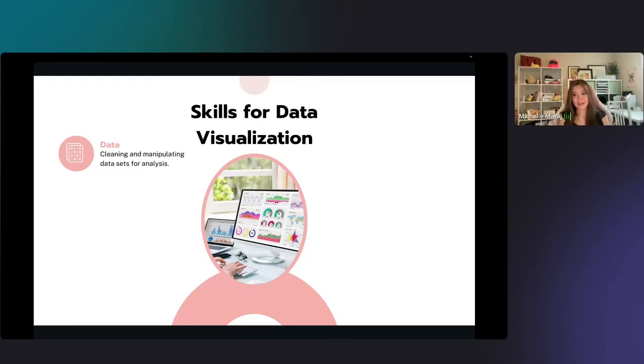So having that data background is going to be really helpful. Then you're going to want to think about statistics. So I'm not a data scientist. You don't necessarily need to know how to do regressions by hand or anything like that. But having that background can, depending on the type of role that you have, be very beneficial to create either really complicated data visualizations or really just help you summarize your data better. Because with data viz, you are summarizing data points.